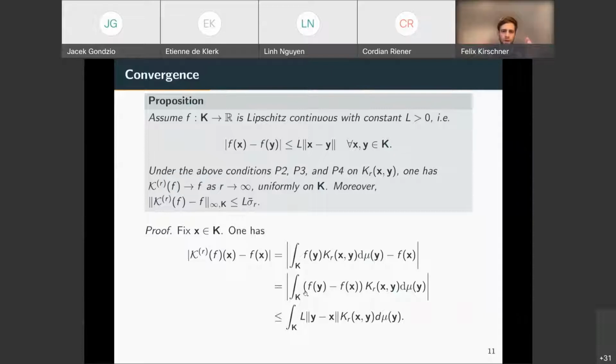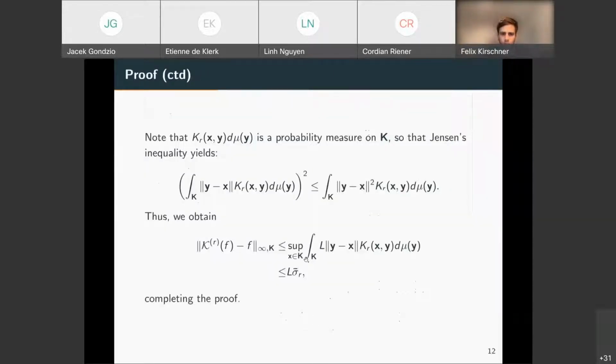Now pulling in the absolute values, making things bigger, and using the fact that the function f is Lipschitz continuous, we get this inequality right here. When we take the supremum, what we get on the left-hand side is exactly the infinity norm. On the right-hand side, we get the supremum over all x in K, where we integrate this expression with respect to mu. Property 2 gives us that this is a probability measure, so we can use Jensen's inequality. This is where the square root comes from in the definition of sigma bar. Then we simply use the definition and see that this is actually true. Right, and now the proof is complete.